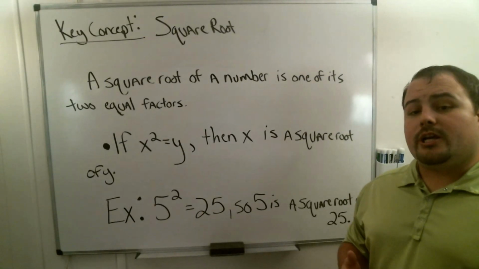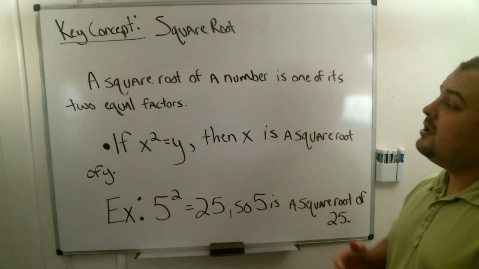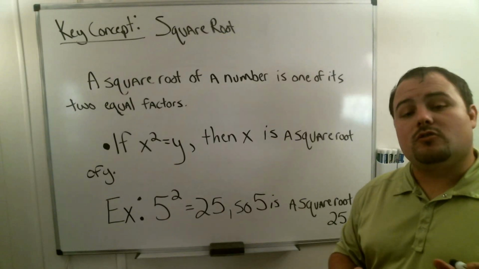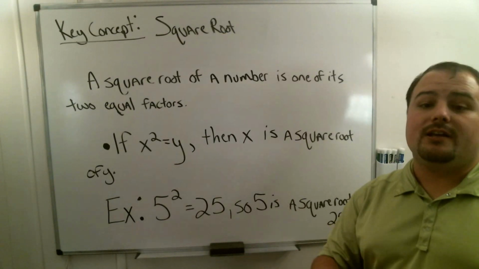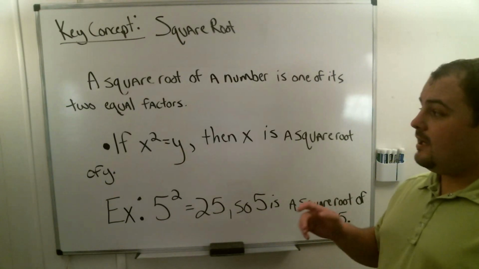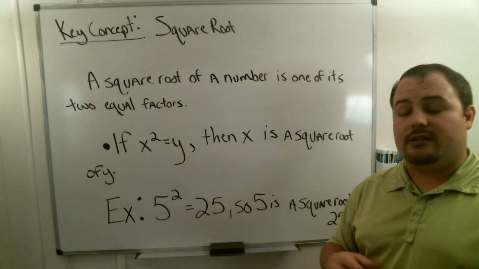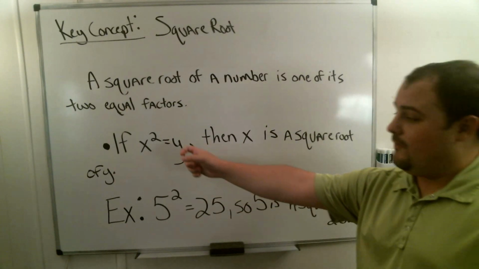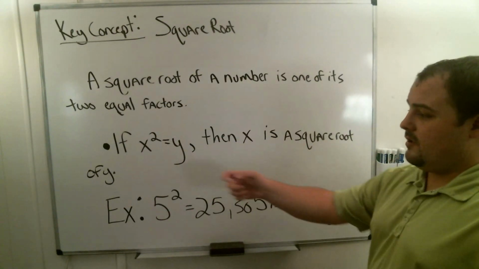One of our first key concepts that we're going to talk about in this lesson is the idea of a square root. A square root of a number is one of its two equal factors. So a square root is when you have two of the exact same numbers that multiply to make one number. Again, they have to be equal factors, which means they have to be exactly the same. So the statement, algebraically, says that if x squared equals y, then x is a square root of y.